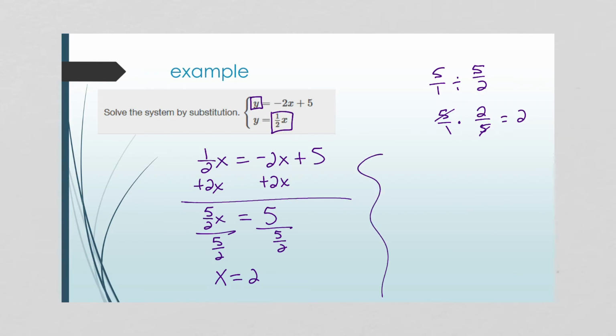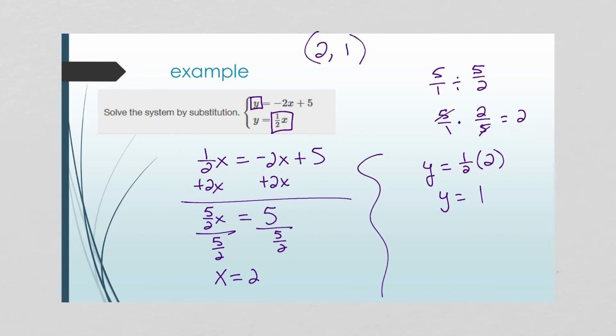So now let's find what y is. So y is equal to 1/2. I'm using the bottom one times 2 because it looks like the easiest. 1/2 of 2 is 1. So our ordered pair is 2, 1.